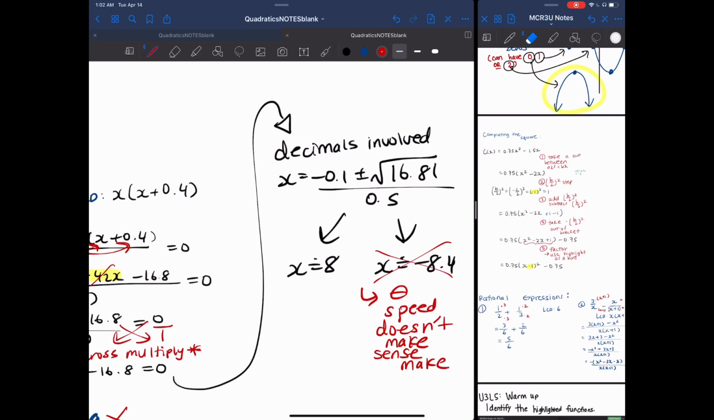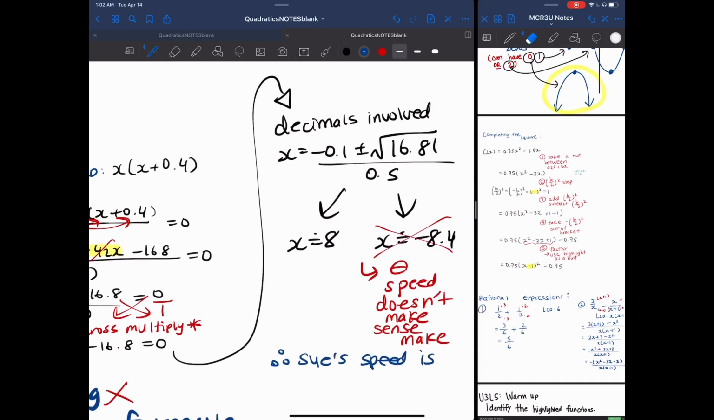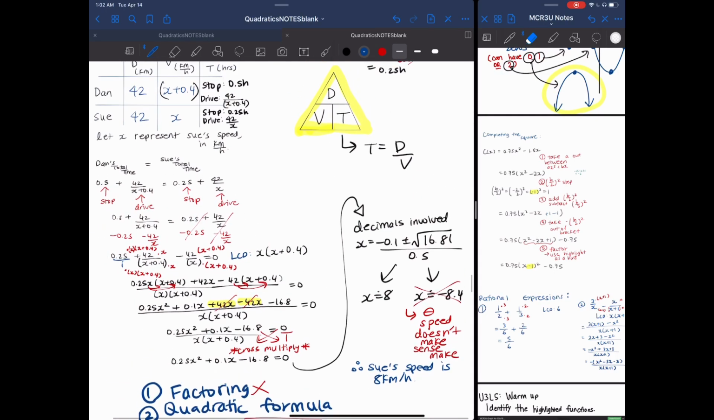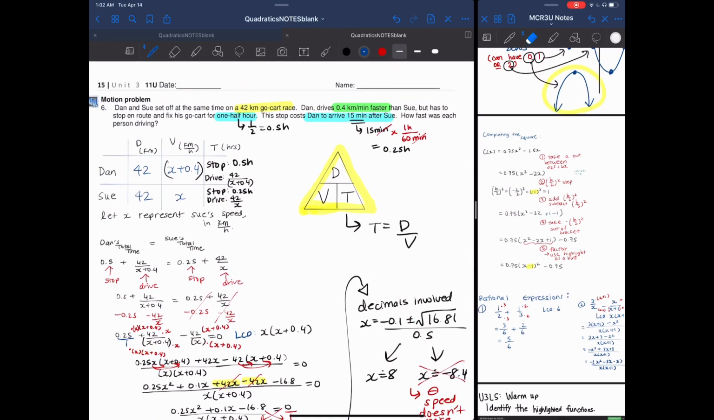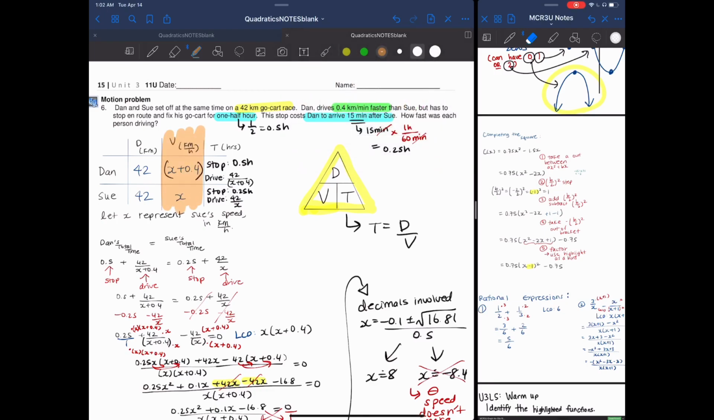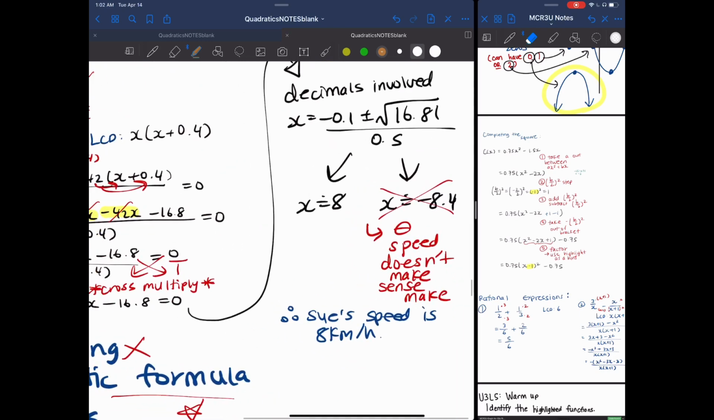Okay, and so we need to write a conclusion. Therefore, Sue's speed is 8 kilometers per hour. And what's Dan's speed going to be? Well, looking back at the chart right here, Dan's speed is simply 0.4 higher than 8 kilometers per hour. So Dan's speed is 8.4 kilometers per hour.